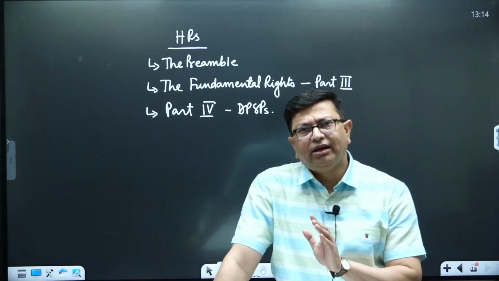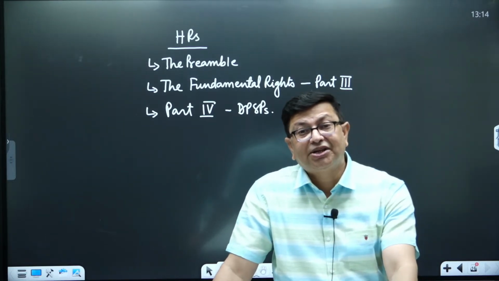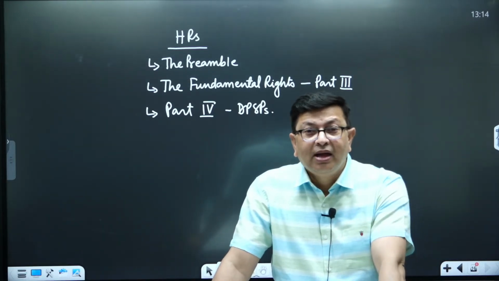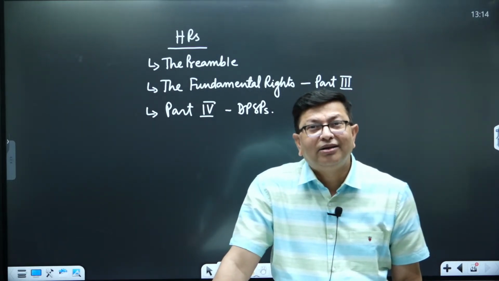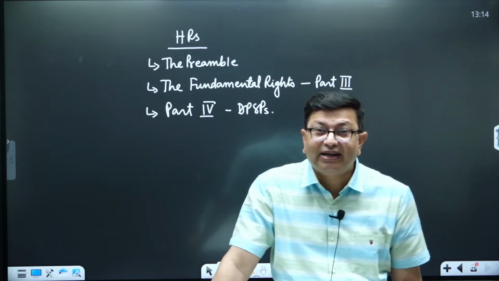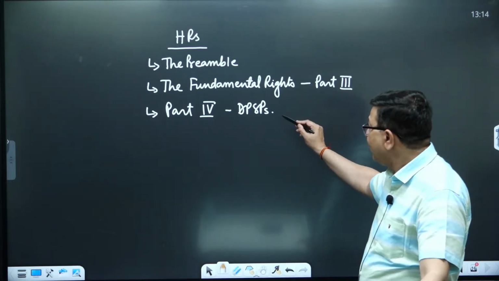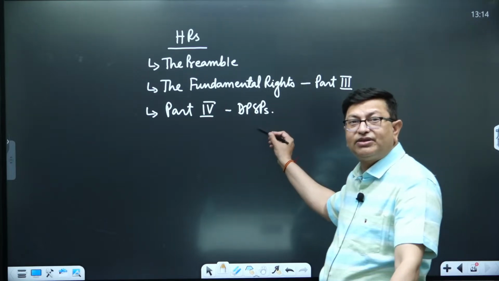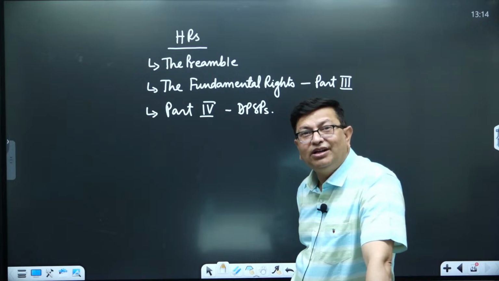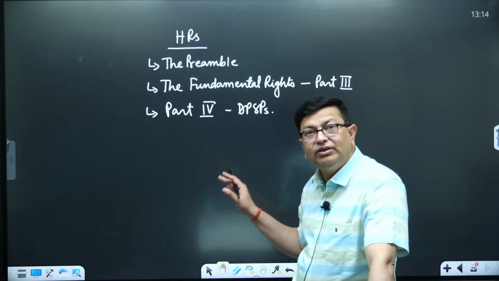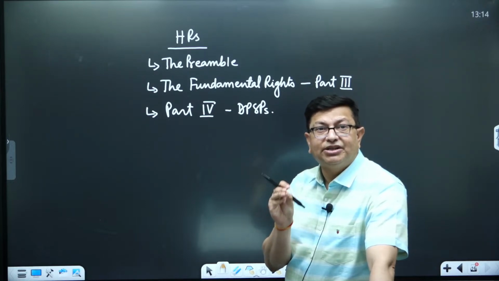So here, when we say preamble, the preamble says liberty of thought, expression, belief, faith and worship, equality of status and of opportunity. These are there in the Universal Declaration of Human Rights. Then fundamental rights, obviously, and many of the directive principles of state policy are there as one of the human rights. So from this part also the questions can be expected in the prelims examination.